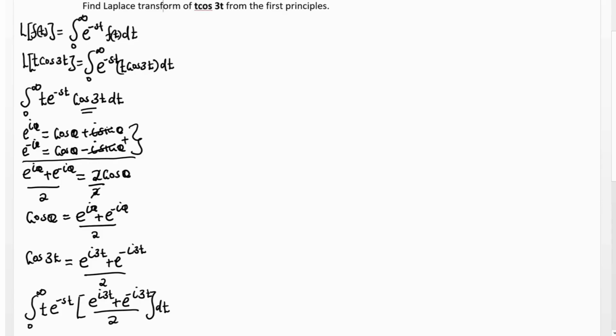We're going to take the constant outside the integral sign and divide our equation into two. So we have a half into integrating from 0 to infinity t e raised to minus st e raised to i 3t dt, plus integrating from 0 to infinity t e raised to minus st e raised to minus i 3t dt.